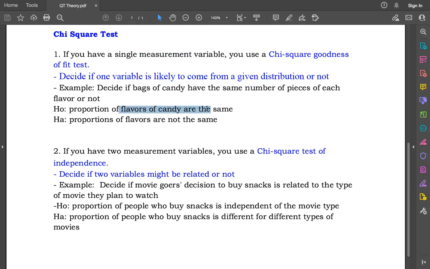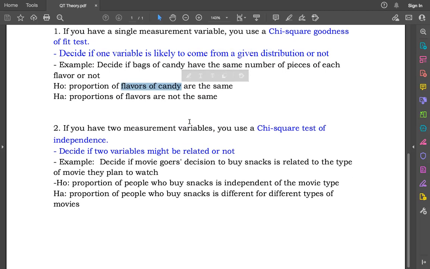Your null hypothesis is that the proportion of flavors of candies are the same, and the alternate is that the proportion of the flavors are not the same, right? So there's only one variable that is likely to come from a given distribution, that is the proportion of flavors of candy. Now the second one is your test of independence.